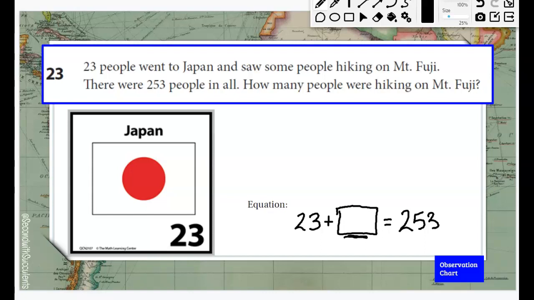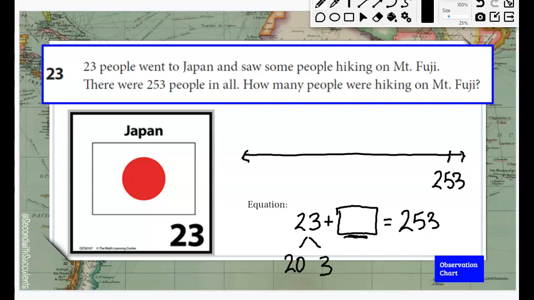Let's have a look at how we use the open number line to solve this problem. Let's draw our number line. And we are looking for the difference between 253 and 23. I'm going to start at 253. And then I'm going to jump backwards using 23. Well, if I break up 23, I have 2 10s for my 20 and 3 1s. Well, I know that 253 minus 3 equals 250.